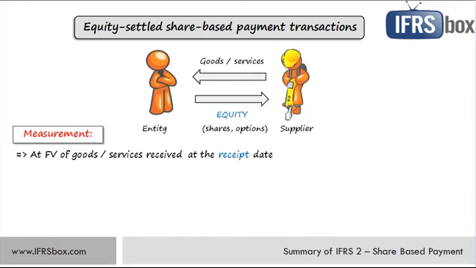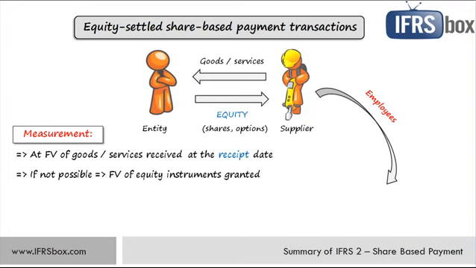Well, this approach is common when an entity acquires certain goods or services from third parties, where it is possible to determine the fair value of goods or services. However, entities very often provide share-based payments as a part of some remuneration package to their employees. And in such a case, it is very difficult, if not impossible, to determine the fair value of services received from employees. Therefore, IFRS 2 requires using the fair value of equity instruments granted instead.